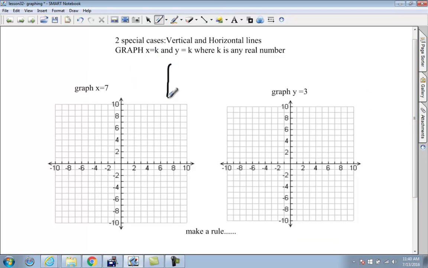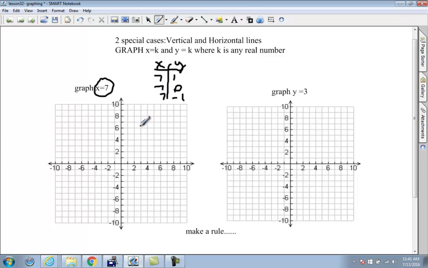Well, I want to help you through this. Let's think about this logically. When you see x equals 7, you might be thinking, well, where's the other variable? I only see one variable here. That's right. It says x is 7. That means that x is 7, despite what y is. So y could be any old number, but x is 7.